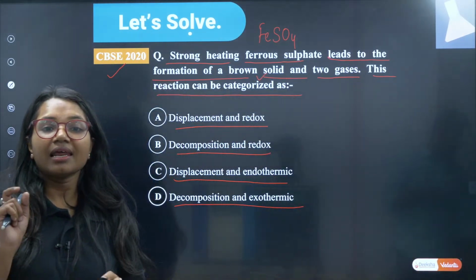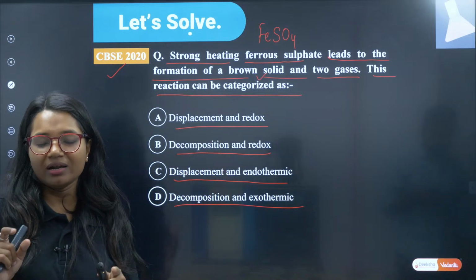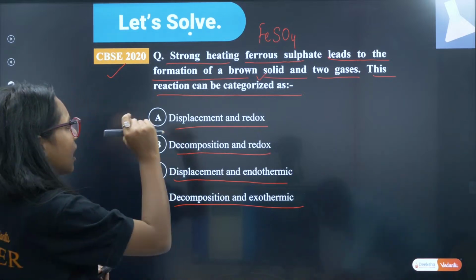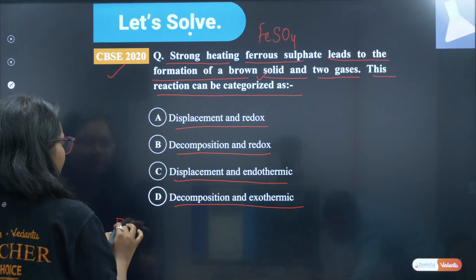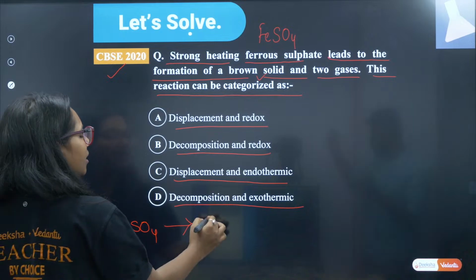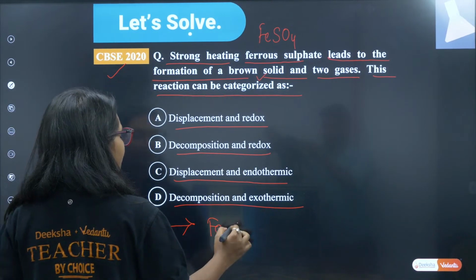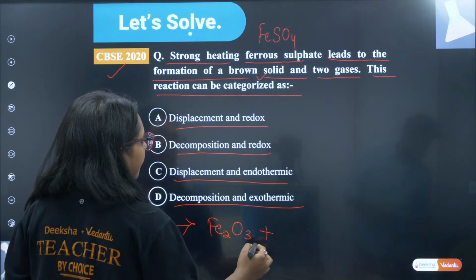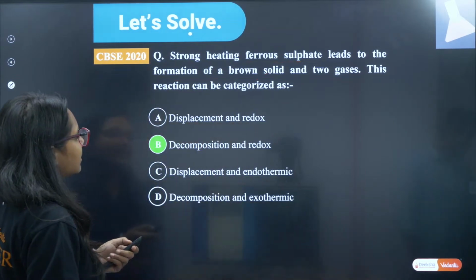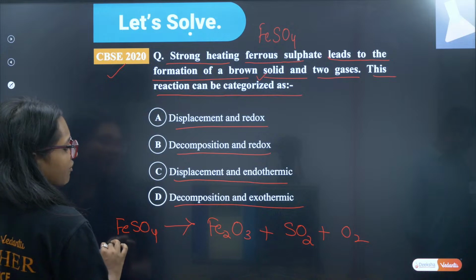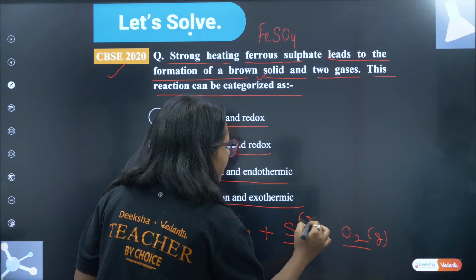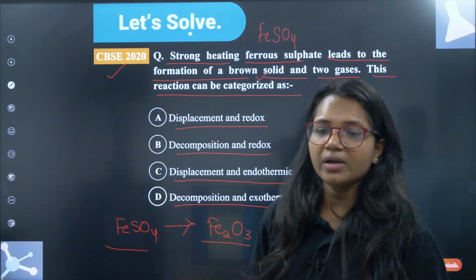So Mukth has given the answer A. According to you, it should be a displacement reaction. You have to think one more time. So what you have to do, write down the reaction. Ferrous sulfate. When you heat ferrous sulfate, you are going to get what? Okay, let's have a reaction here. When you heat ferrous sulfate, you will get Fe2O3, you will get SO2 and you will get O2 gas, right? From where is it a displacement reaction?